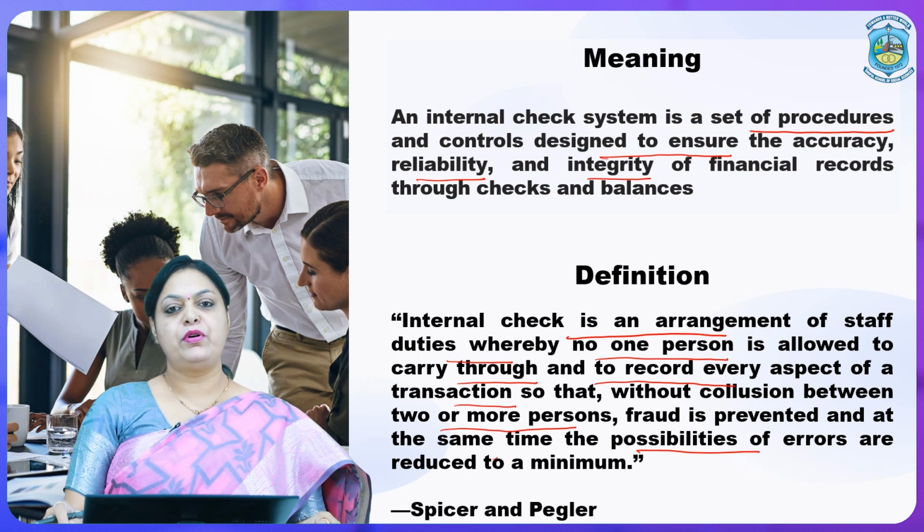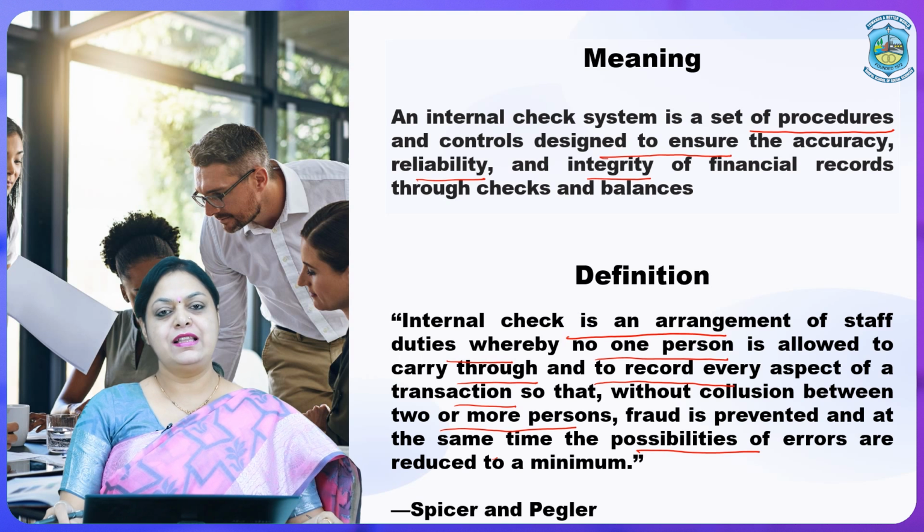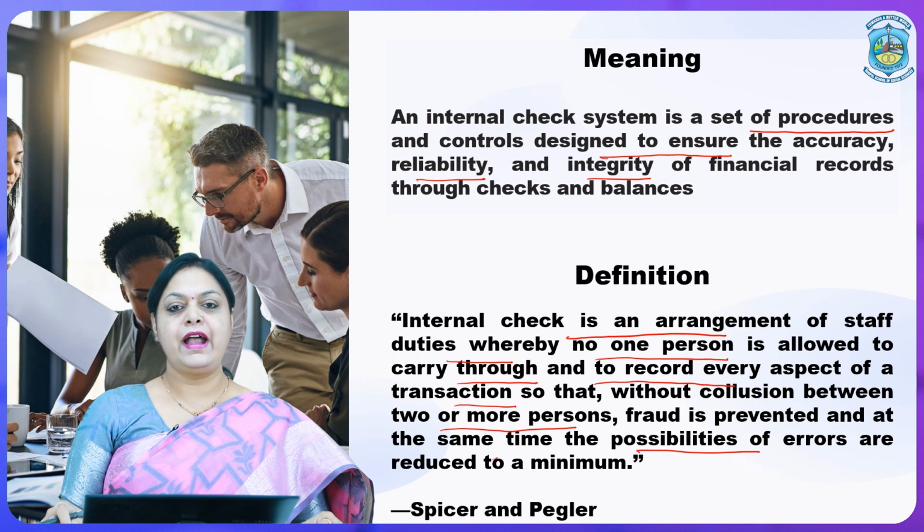Let us take the example of a mall where the salesman sells the goods and the cashier makes a bill. After that, the gatekeeper is going to check the bill as well as your sale item. So, this way they are going to check each other's work. So, this is an internal check system.